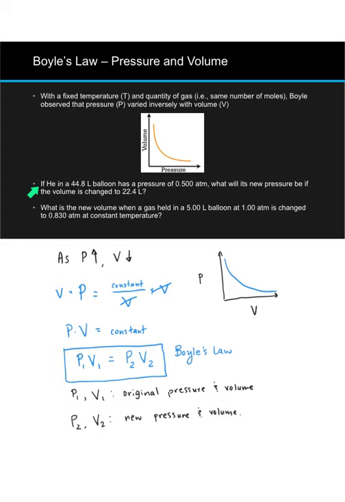Firstly, up above, suppose that we place some helium gas in a balloon whose volume is 44.8 liters with a pressure of 0.5 atmospheres. We'd like to know what the new pressure of this balloon will be if we compress that volume down to 22.4 liters. So we're going to make this balloon smaller. As we make the volume of the balloon smaller, we should expect that the pressure exerted by gases in that balloon will increase due to Boyle's law.